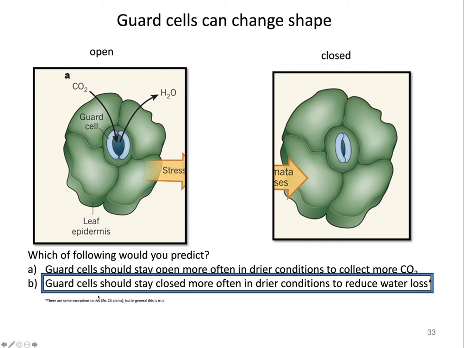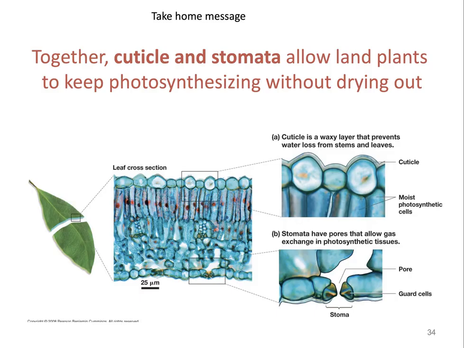And I want to add the caveat that there are some exceptions to this in something called C4 plants, but I don't want to get into those details. I just want you to understand that this trade-off exists and that stomata are a great way to balance off this trade-off between CO2 intake and water loss.